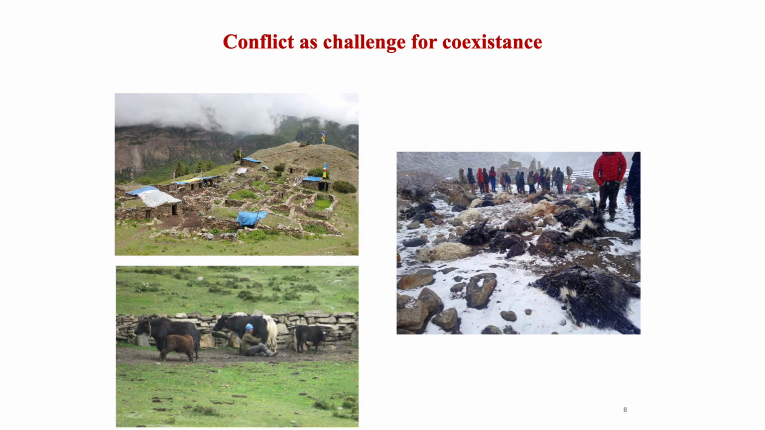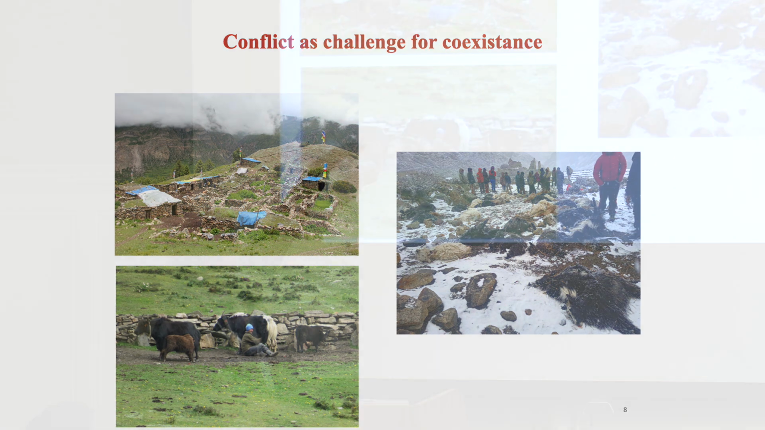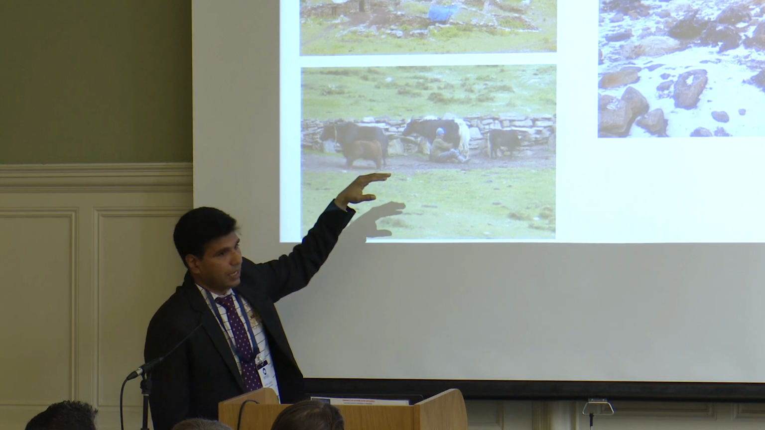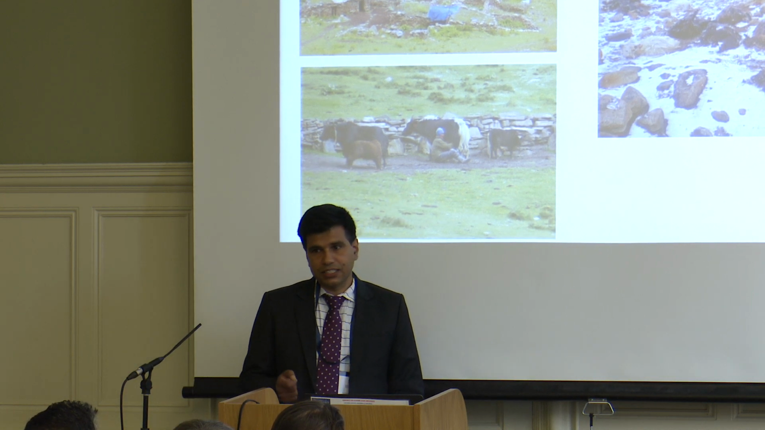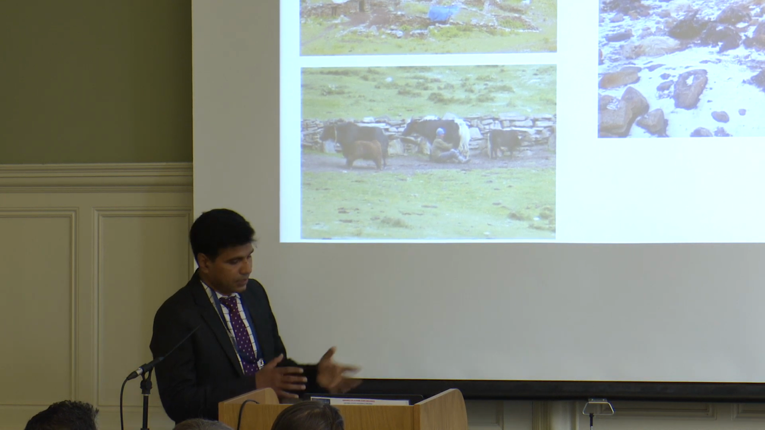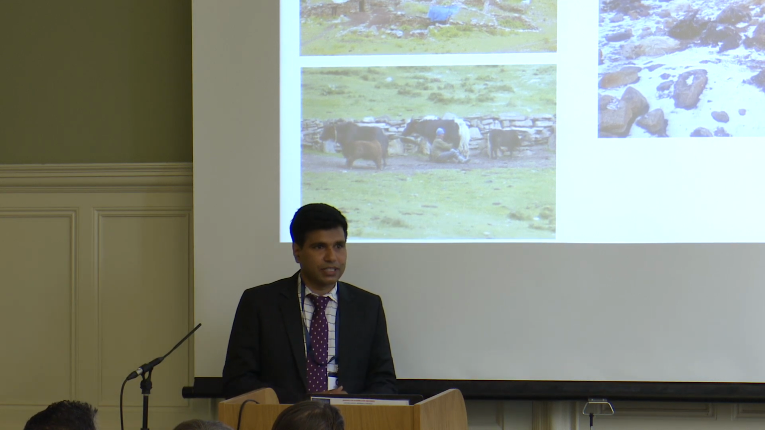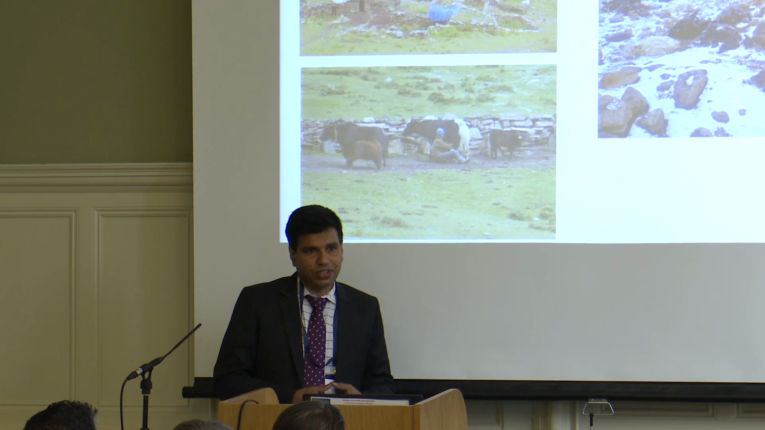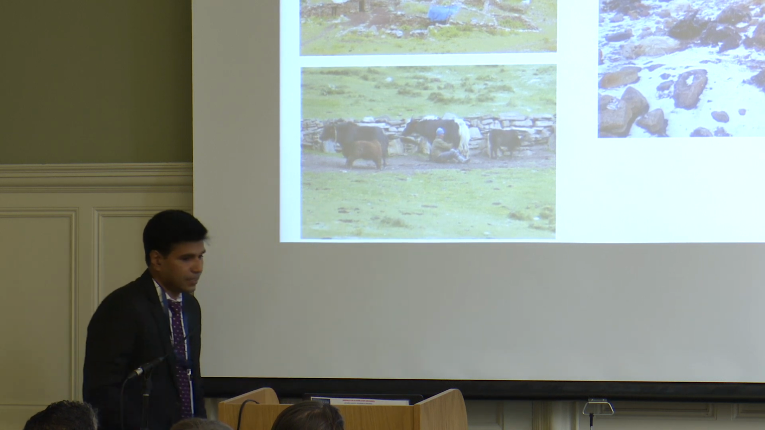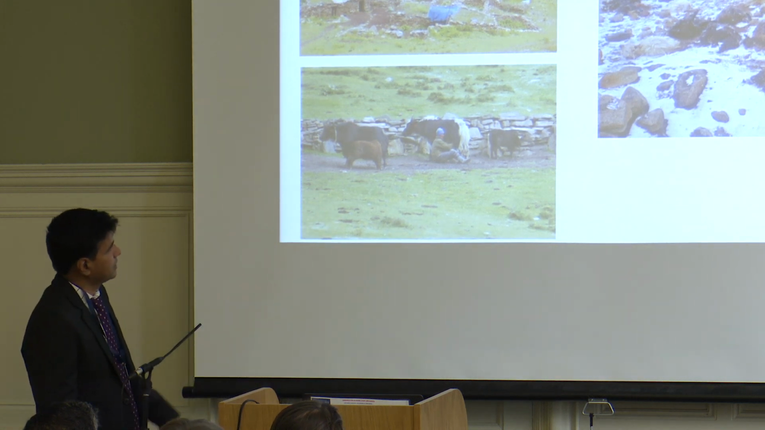And the conflict exists because the community doesn't have predator-proof corrals. They just construct a corral like this. You can see there is no roof at the top, and it is easy for a snow leopard to get inside the corral. The cattle are trapped inside the corral, and in a single night, a snow leopard can kill dozens of cattle or livestock.